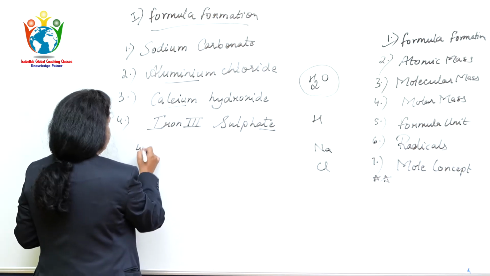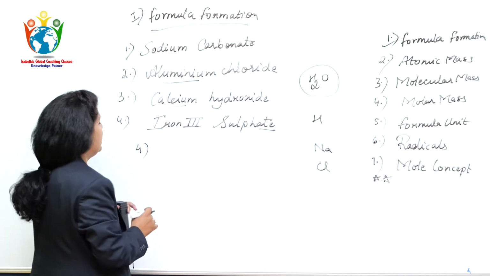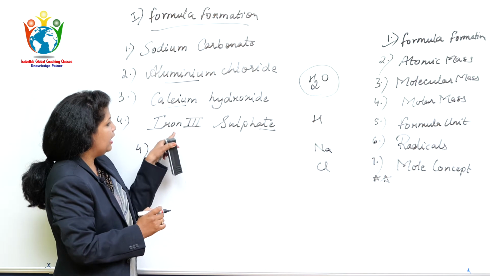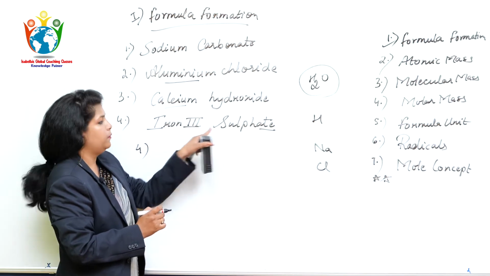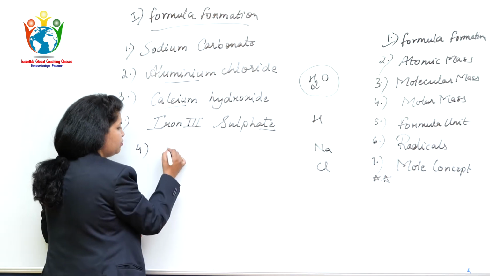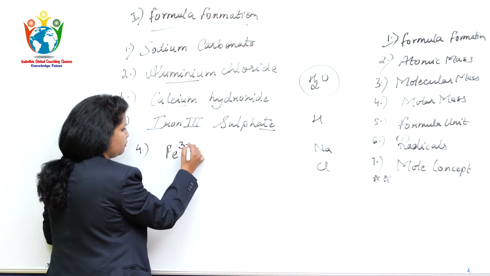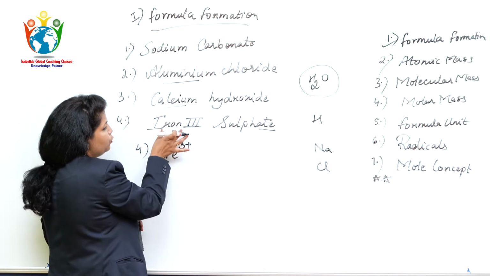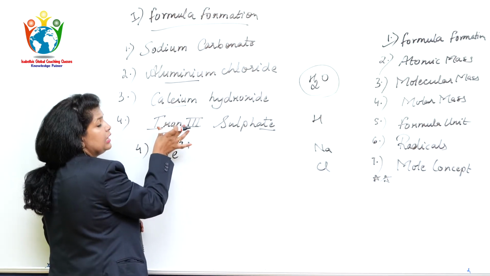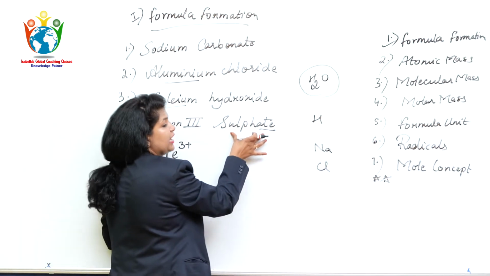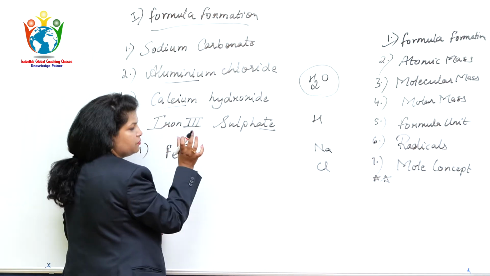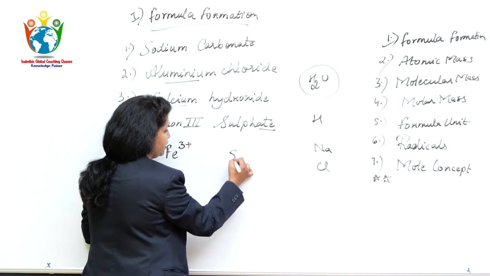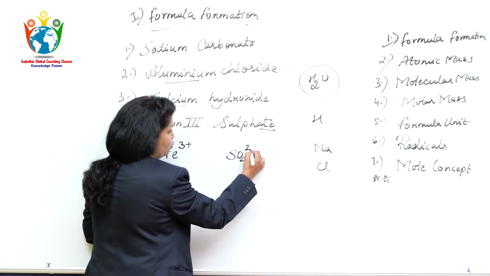Now we have the 4th question. Okay. Iron 3 sulfate. Again I will repeat my thing. Iron 3 is also known as ferric sulfate. Now the iron 3 formula is Fe3 plus. Sulfate, ATE. Trivalent cations, for this you have to go to divalent anions. Just refer to my divalent anions, you will get it. That is sulfate, SO4 2 minus.